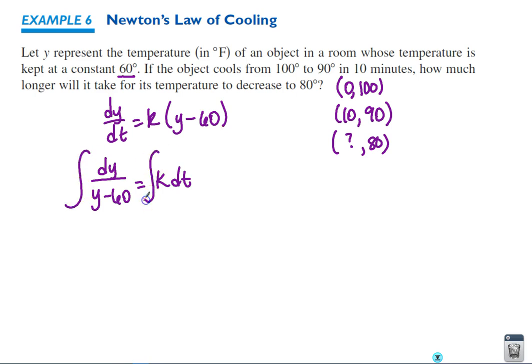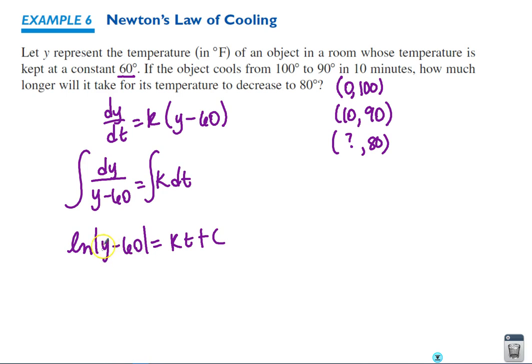Integrate. So this becomes the natural log of the absolute value of Y minus 60 is equal to kt plus c. So now from here, I want to undo the natural log. Now, another thing I want you to think about here, just because our rules dictate that when we take the antiderivative of this, I have absolute value bars. But let's think about this.